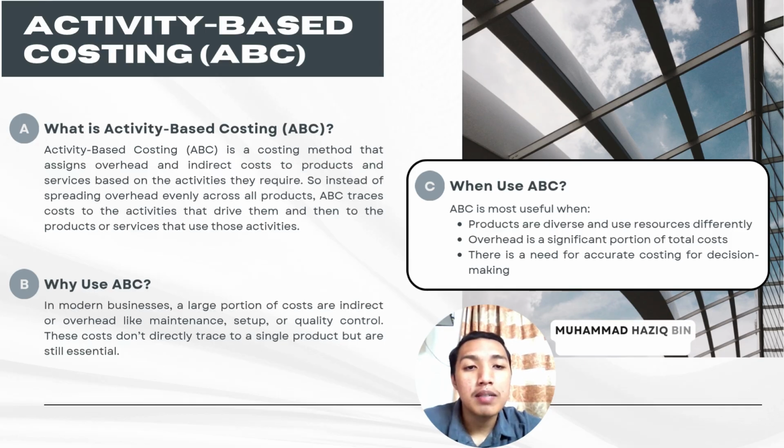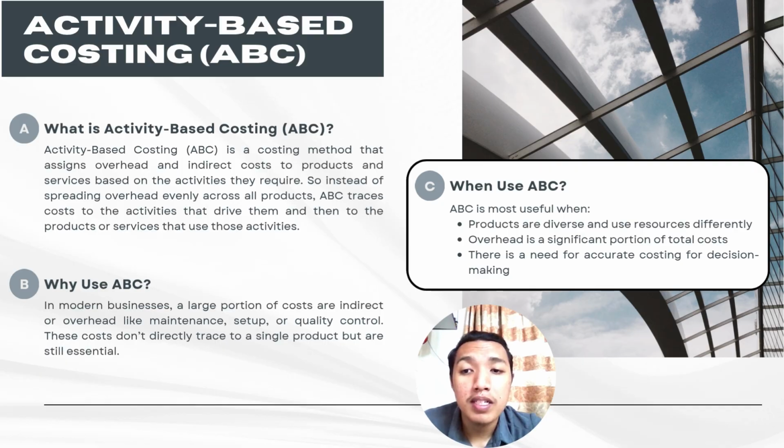The core idea behind ABC is simple. Products consume activities and activities consume resources. So instead of spreading overhead evenly across all products, ABC traces costs to the activities that drive them and then to the products and services that use those activities.